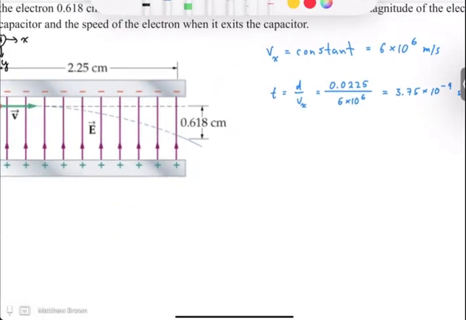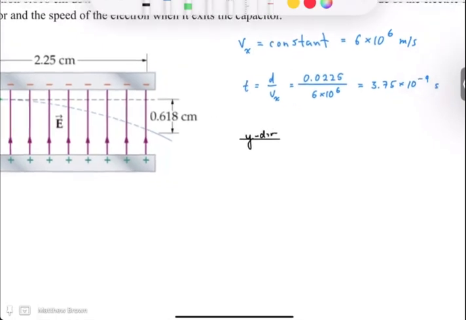Now I can look at the y direction. And this kind of becomes like a dynamics problem, right? Where I'm just looking at the direction something's falling or whatever. So I know the time. I just found that. I know v1 in the y direction is 0, it doesn't have any there at all. I know the distance that it travels is given to me right here, so d in the y is 0.00618 meters.